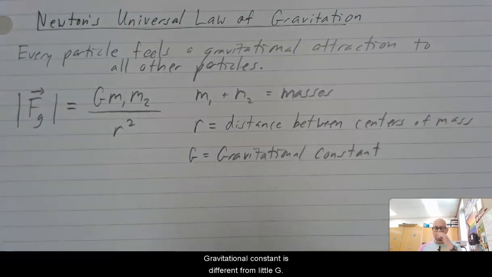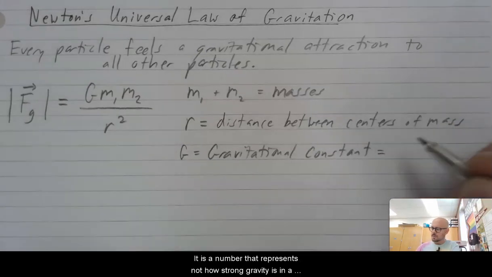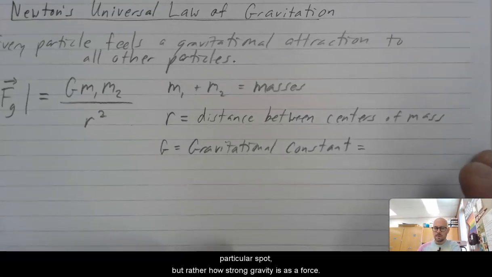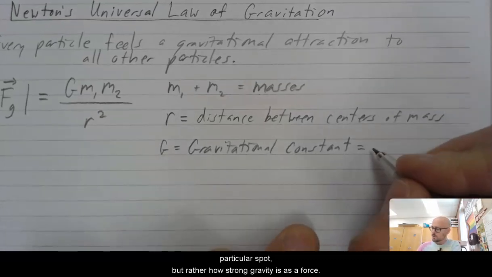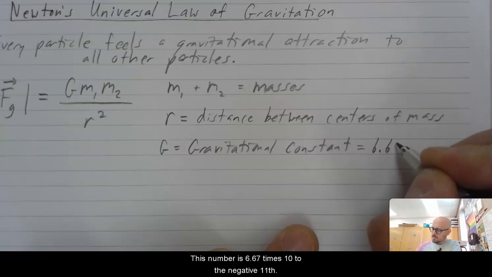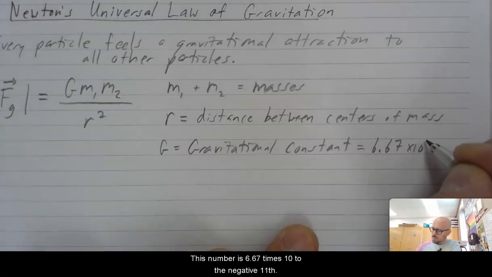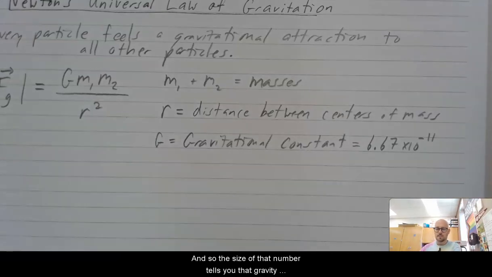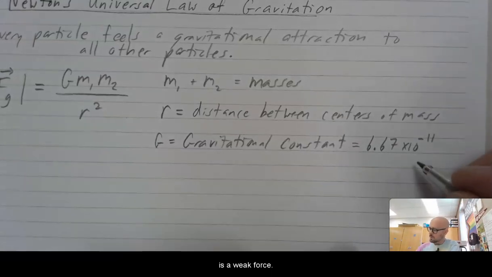The gravitational constant is different from little g. It is a number that represents not how strong gravity is in a particular spot, but rather how strong gravity is as a force. This number is 6.67 times 10 to the negative 11th, and so the size of that number tells you that gravity is a weak force.